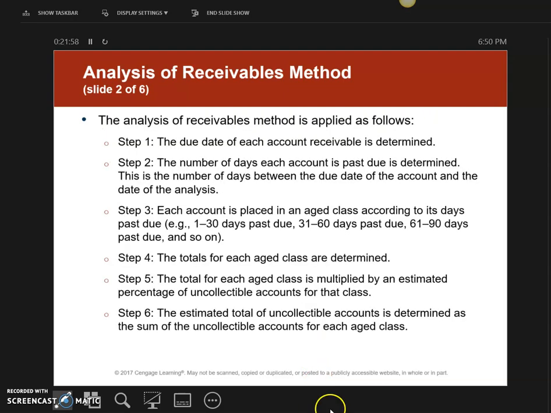The next slide is a step-by-step how to do that, but most accounting systems actually run an aging of the receivables. So I need to know the due date of each account and the number of days each account is past due. For example, I'm going to have a classification, so 1 to 30 days past due. Wait, let's get to the slide and I'll show you how that's calculated.